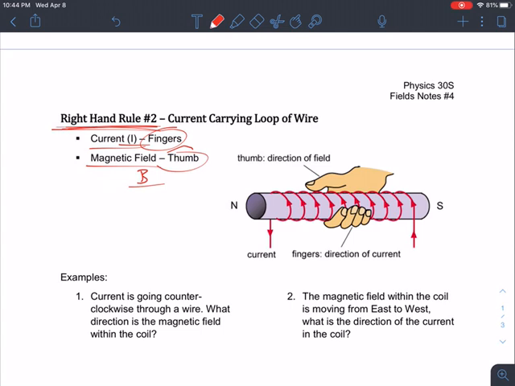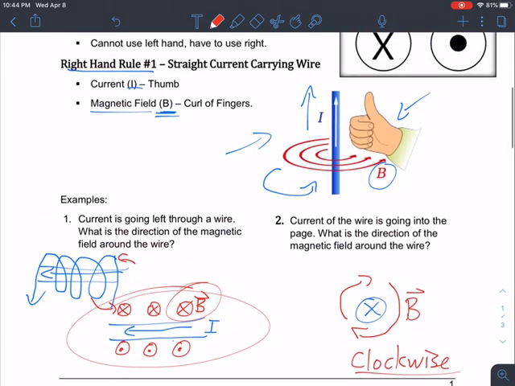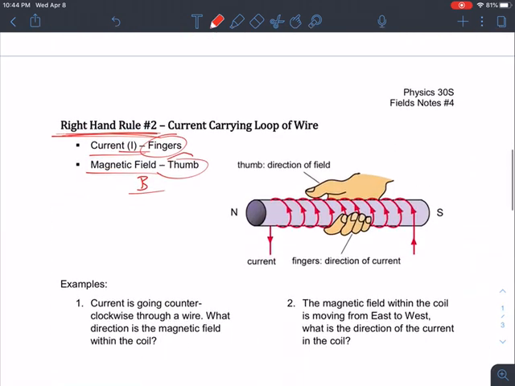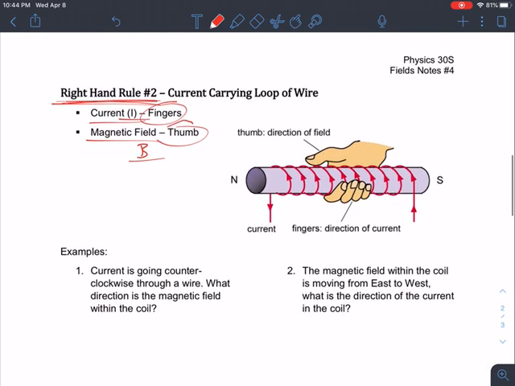Okay, second rule. This is when it is coiled around. Okay? And this is different than this. This is when the wire is straight, then the wire is your thumb. And here, when the wire is coiled, it acts differently. And the current is your fingers that coil, right? And the magnetic field is now your thumb.